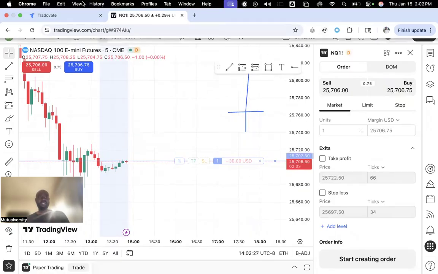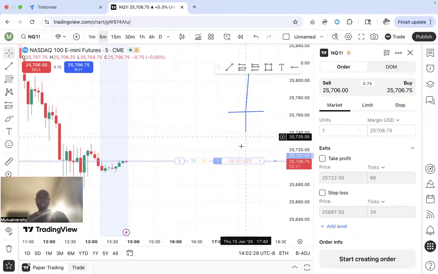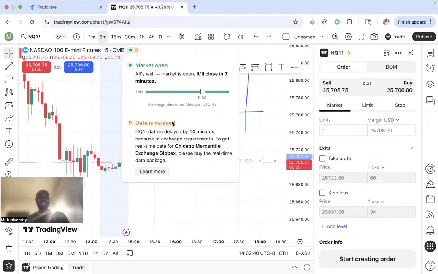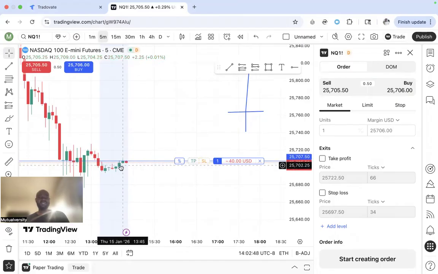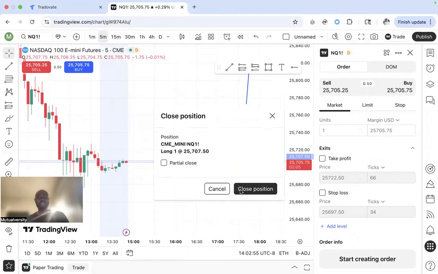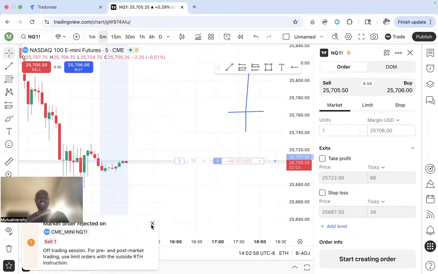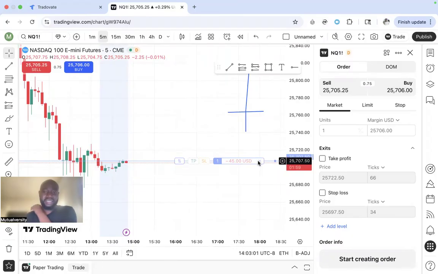number one, the market is closed. It closes at 2 p.m. And then number two, for anyone that signed up with TradingView, up here, if you have the letter D in orange, it just says that your data is delayed by 10 minutes. So everything you're doing is 10 minutes behind. So if price is already up here 10 minutes ahead, it will enter you where price is. So right now it's not closing because the market is closed already, and it will probably close within 10 minutes. This order will be canceled in like 10 minutes.